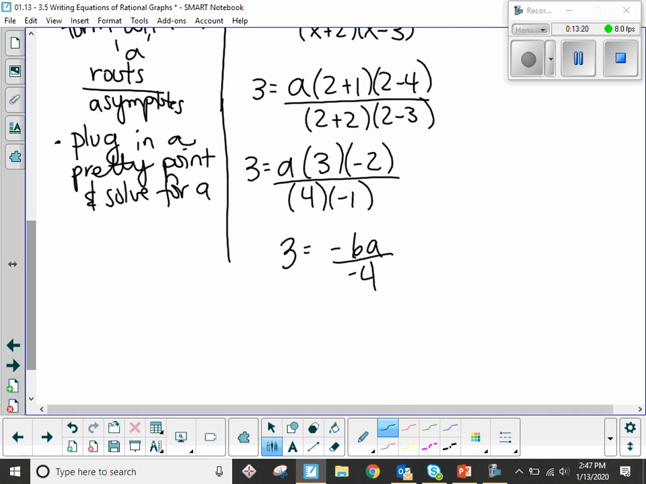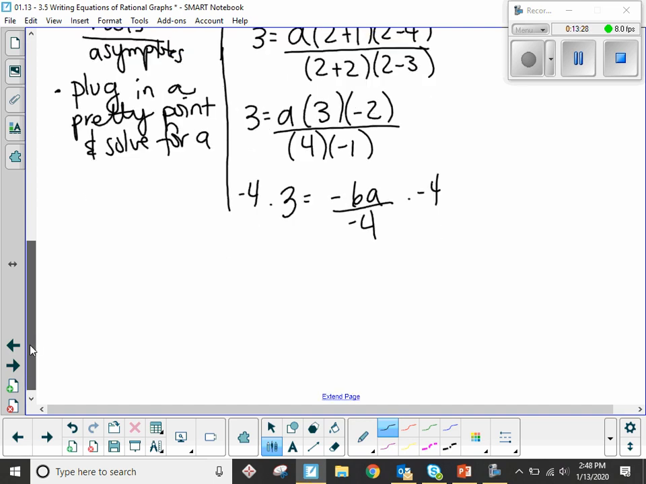And what can I do to both sides here? Yes, ma'am. Multiply by -4 to both sides. So that gives me -12 equals -6a. And then all I have left to do, divide both sides by -6 so that a equals +2. And that was very satisfying. It's an integer. The negatives went away.